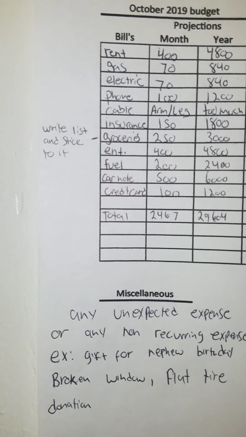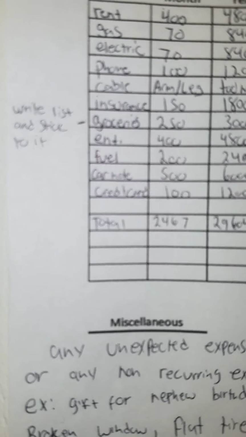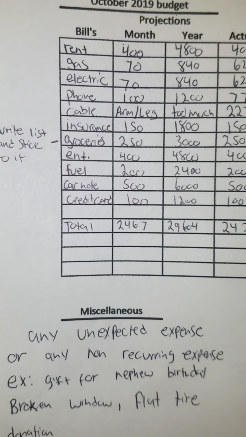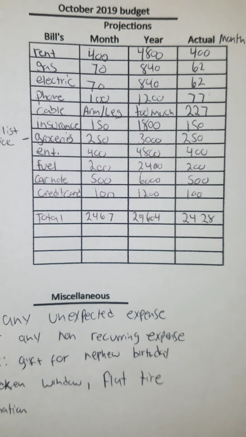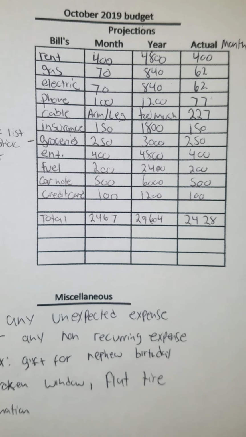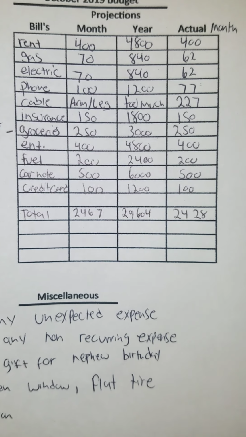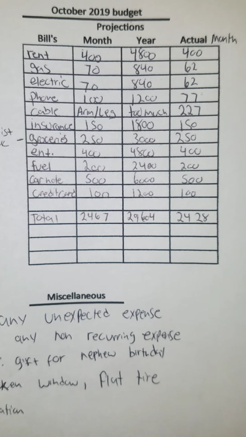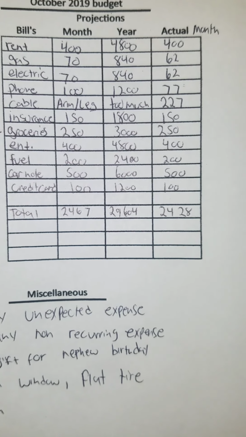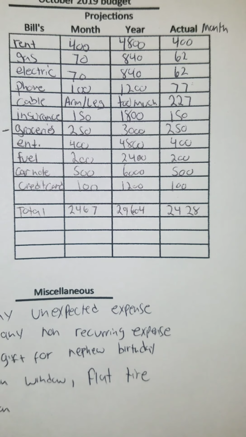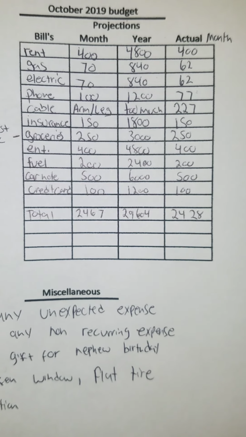So we have a little side note here next to groceries. With the groceries, whenever you go to the grocery store or any department store, Walmart, Target, Kmart, any of the department stores, you always want to write a list of what you're going to get and stick to that list. You don't want to go to the store and impulse buy and then overspend on your budget.